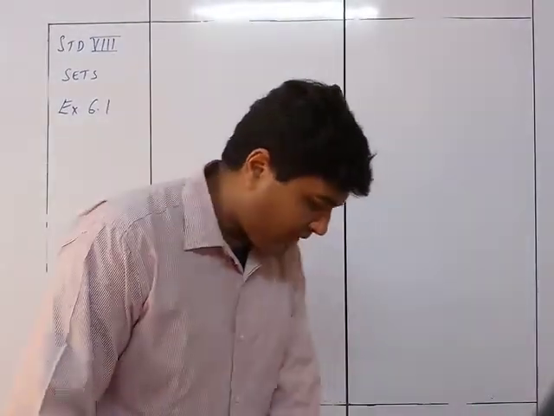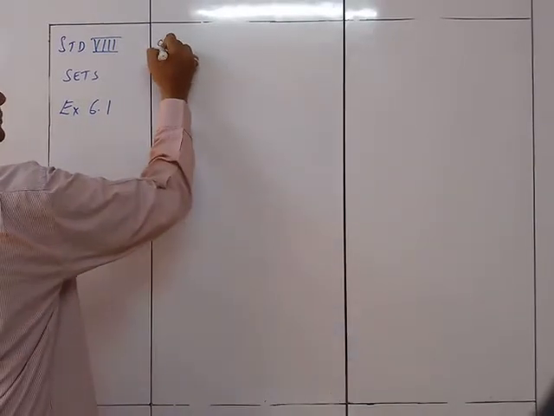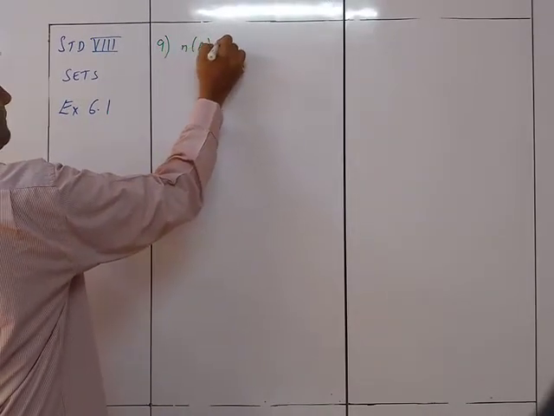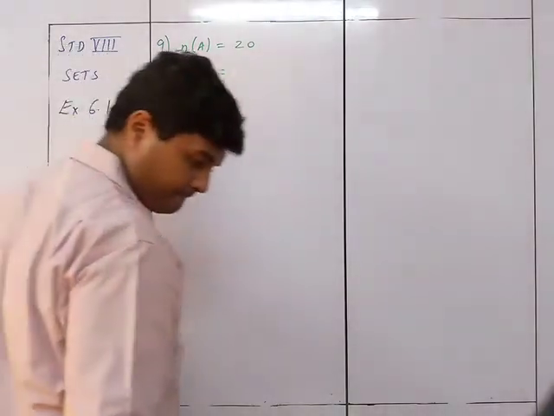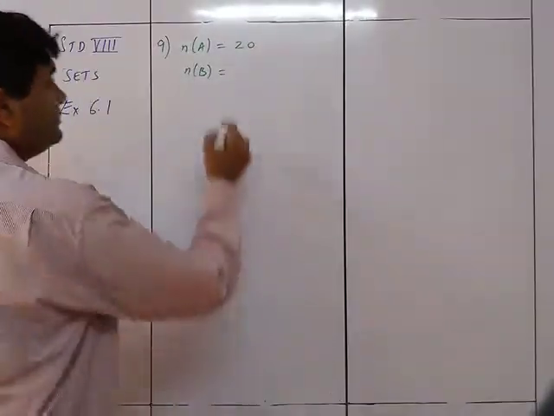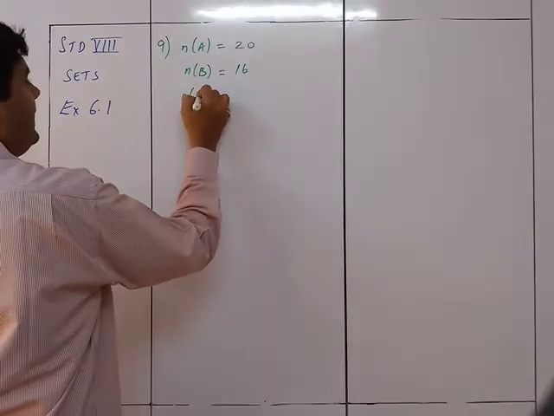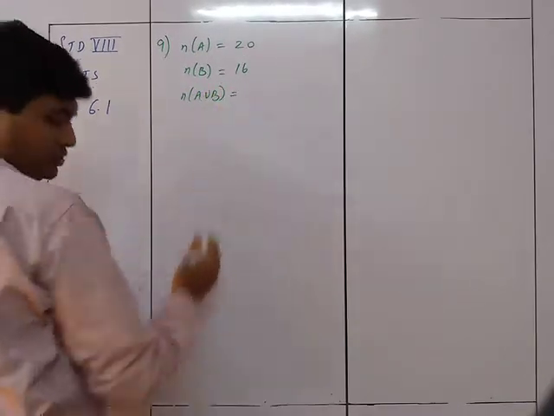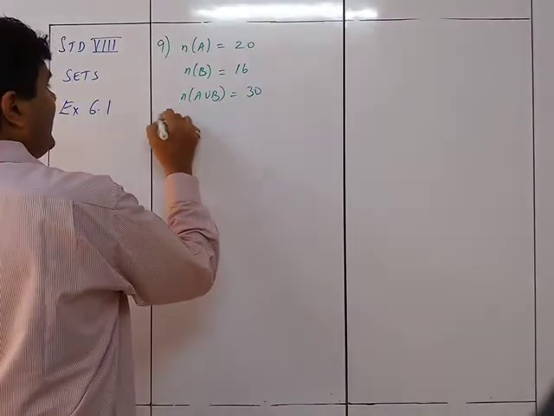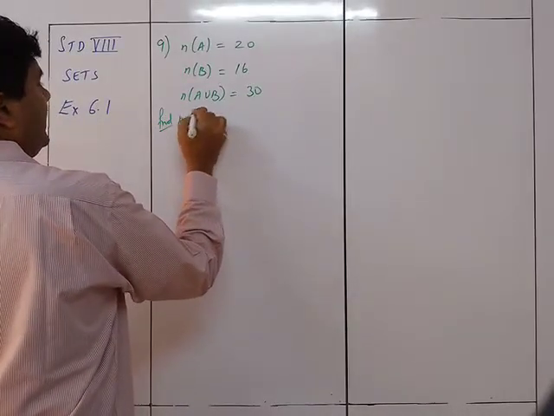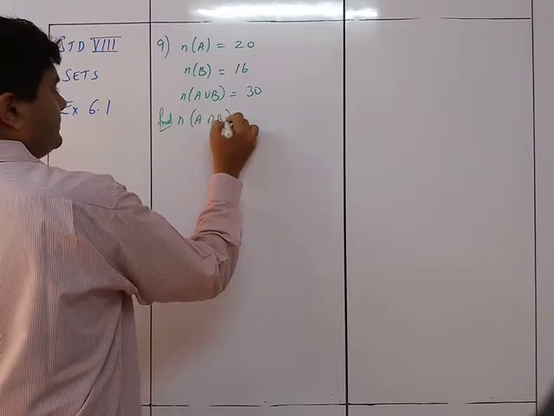We have sum number 9. n(A) is equal to 20, n(B) is equal to 16, and n(A union B) is equal to 30. You need to find n(A intersection B).